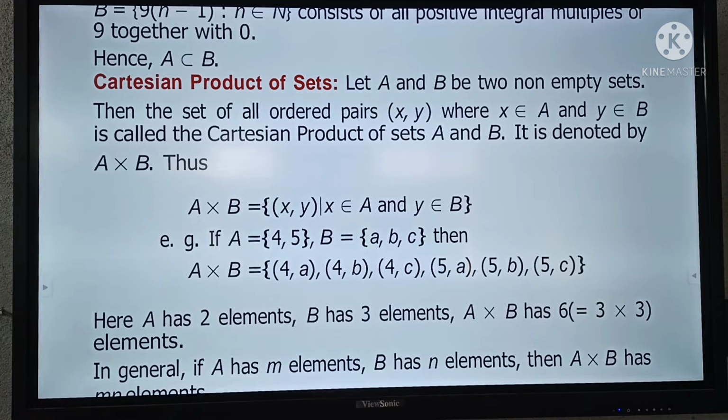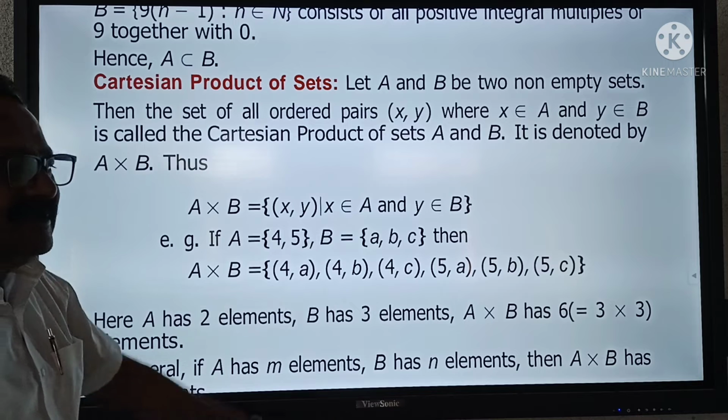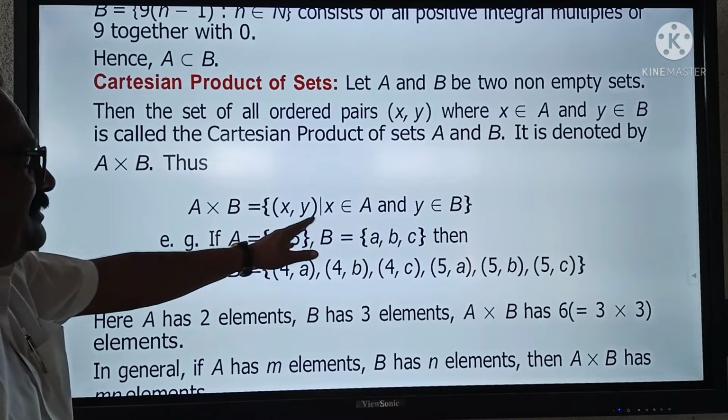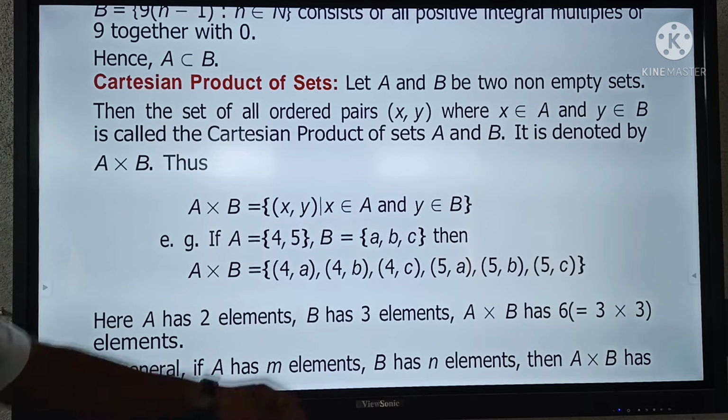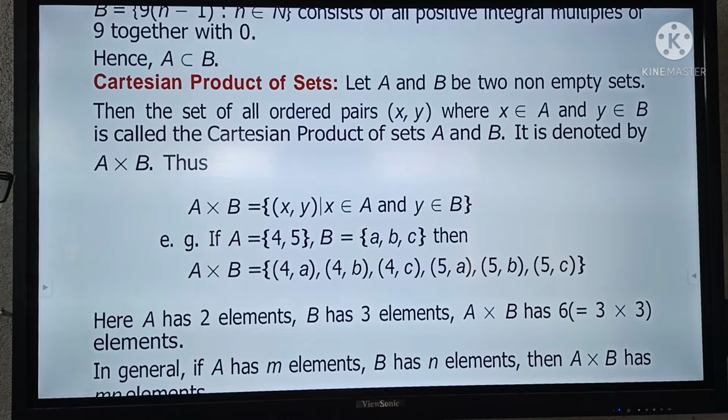Thus, A cross B is the set of ordered pairs. It is important: a set of ordered pairs. So x must be from A and y must be from B. See, the example is given.